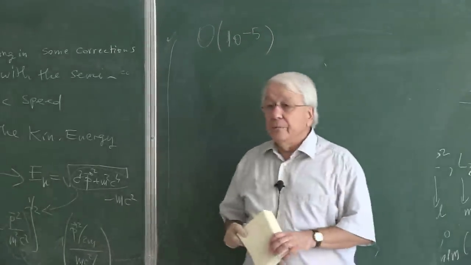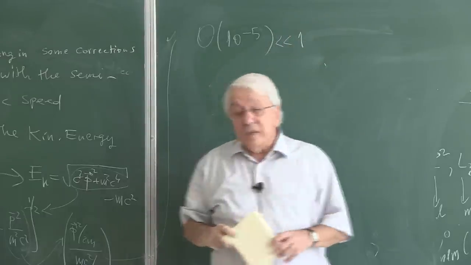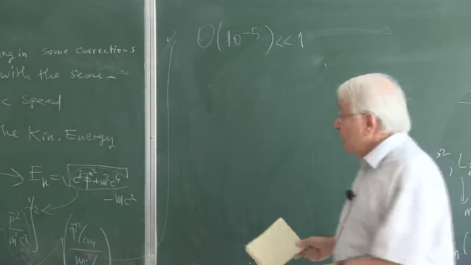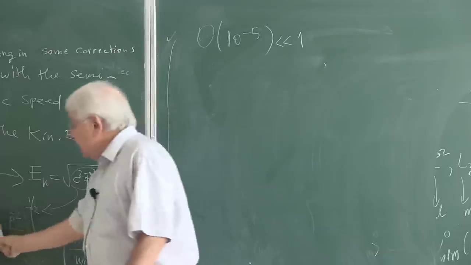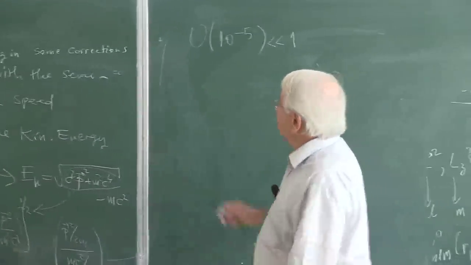A very small number. Small, but still needs to be included because there is an overall large thing multiplying in front. So because of that, what do I do? I use the binomial expansion, right?